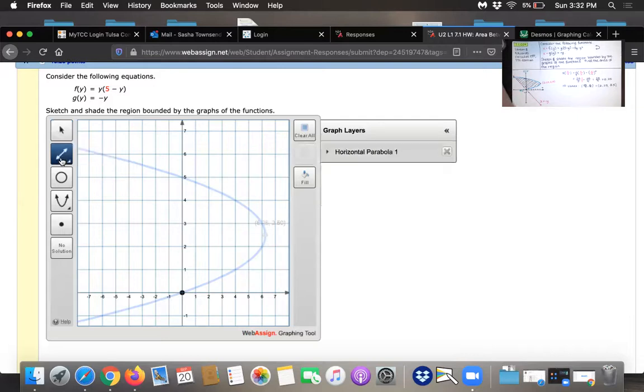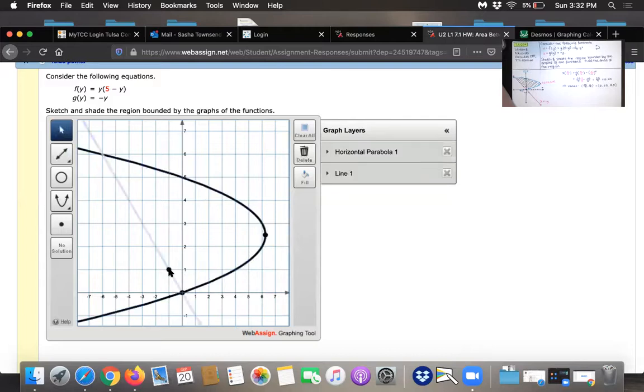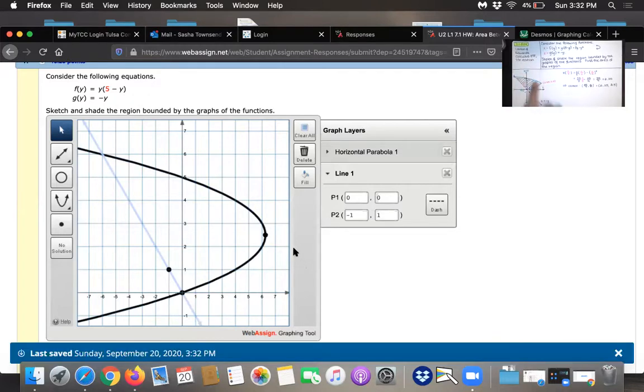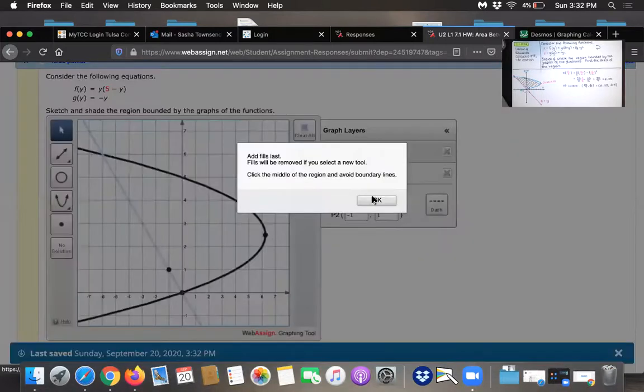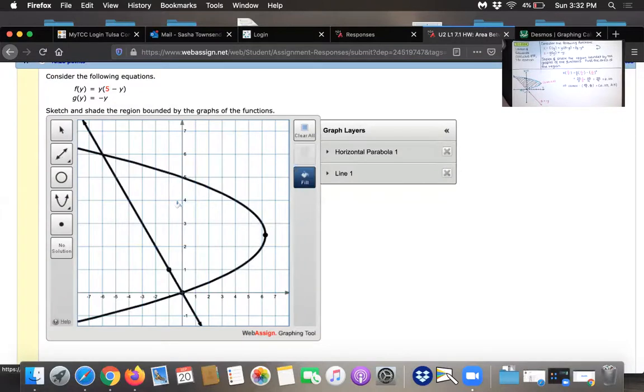And then I also want to graph the line. So I'll choose my line tool, and I just need 2 points on the line. 0, 0 is one point on the line, and when X equals -1, Y equals 1, that's also on the line. And I look over here and I see, yes, that's right. That's exactly what I want. And the region that I'm looking at is the region in between those two curves. It's this region right here on my paper. So I'm going to choose the fill here. You always want to do the fill last, and fill right there.